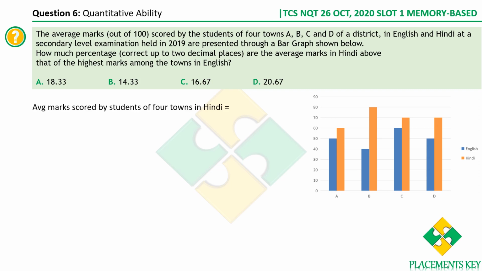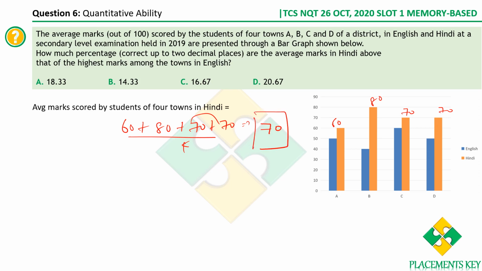So how do we take it? Hindi is orange, right? So this is 60, this is 80, this is 70, this is also 70. So what is the average? 60 plus 80 plus 70 plus 70 divided by 4. What do we get? 70, 70, 140 plus 60, 200, 280, divided by 4 is 70. Therefore, the average marks scored by students of the 4 towns in Hindi is 70.